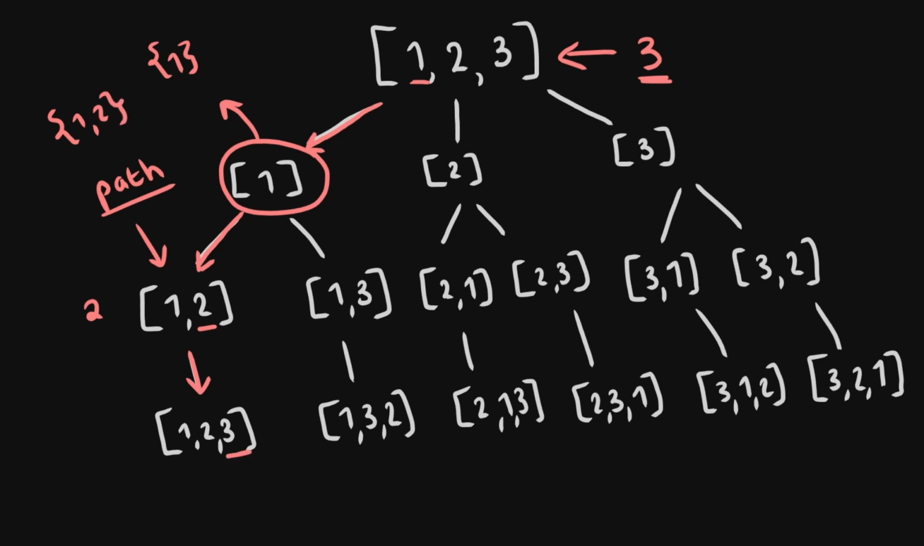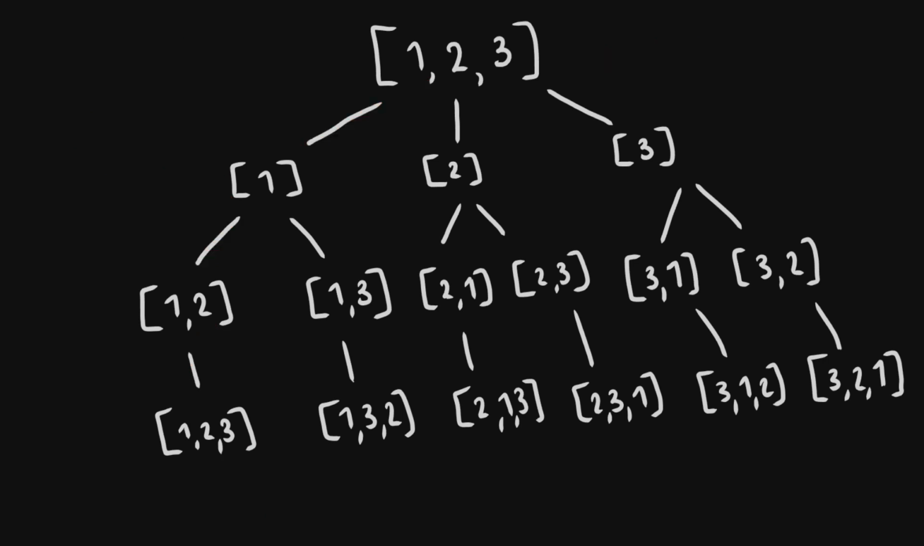So 3 is the only option in the nums array that's not in the visited set, so we add it. But then we check and see that we have reached the length of the integer array, and that means we can return. We can't continue going down because we've already exhausted all the elements in the integer array.